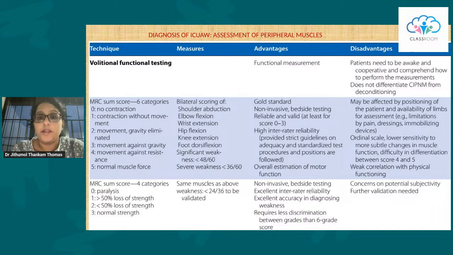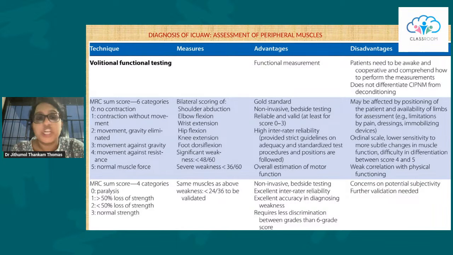MRC sum score is a gold standard. It's non-invasive, reliable and valid. It has a high inter-rater reliability. But of course, the patient needs to be awake. Then it can be affected by positioning of the patient and the availability of limbs. That is, if the patient has severe pain, or there are a lot of immobilizing devices placed on the limbs, you might not be able to check your MRC sum score.